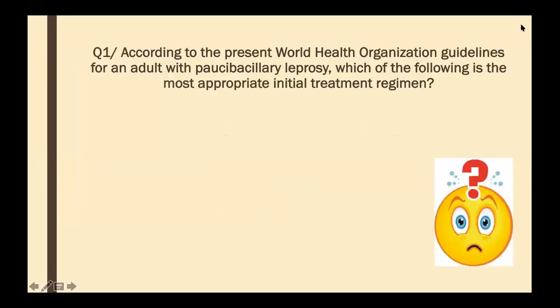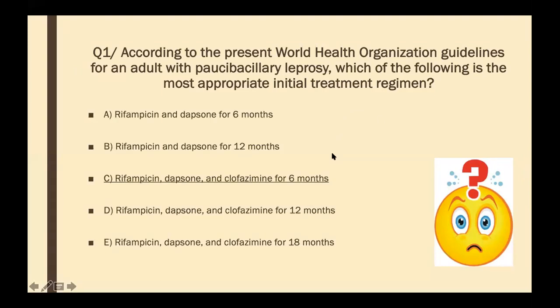Okay, so the first question is, according to the present World Health Organization guideline for an adult with paucibacillary leprosy, which of the following is the most appropriate initial treatment regimen? Rifampicin and dapsone for 6 months, or is it for 12 months? Rifampicin, dapsone, and clofazimine for 6 months, or 12 months, or for 18 months?